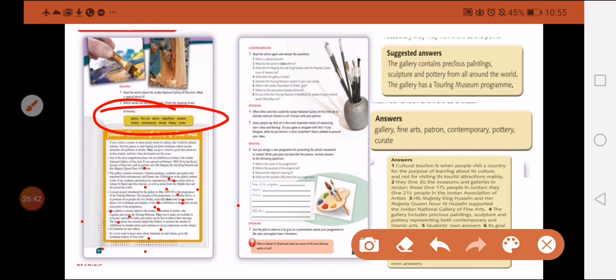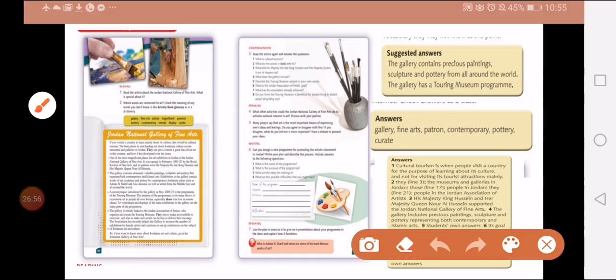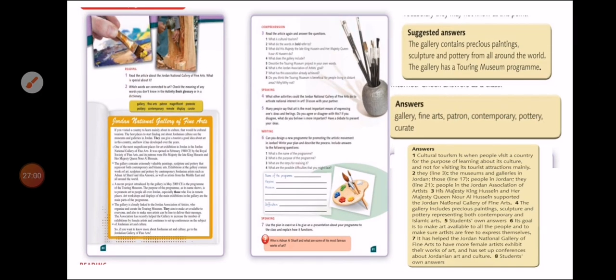Now here we have comprehension. Read the article again and answer the questions. Number 1. What is cultural tourism? Cultural tourism شو معناها؟ Cultural tourism means when people visit a country for the purpose of learning about its culture and not for visiting its tourist attractions mainly. إذا الهدف منها الثقافة.